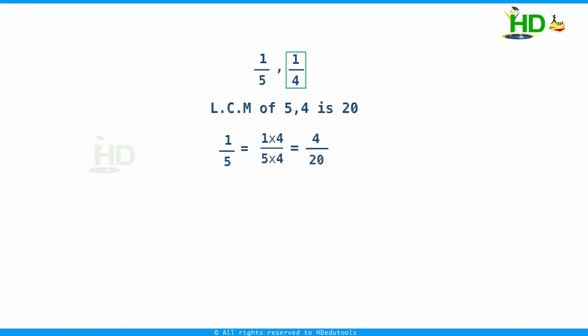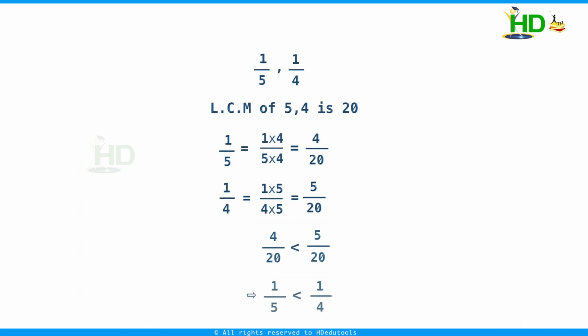In this fraction 1 by 4, 4 is the denominator. So we multiply this with 5 and the numerator with 5, so that the value of the fraction does not change. And 1 by 4 can be written as 1 into 5 divided by 4 into 5. And it is nothing but 5 by 20. So the fractions become 4 by 20 and 5 by 20. That is 4 out of 20 and 5 out of 20. Therefore we can say that 4 by 20 is less than 5 by 20. That is, in the given fractions 1 by 5 is less than 1 by 4.